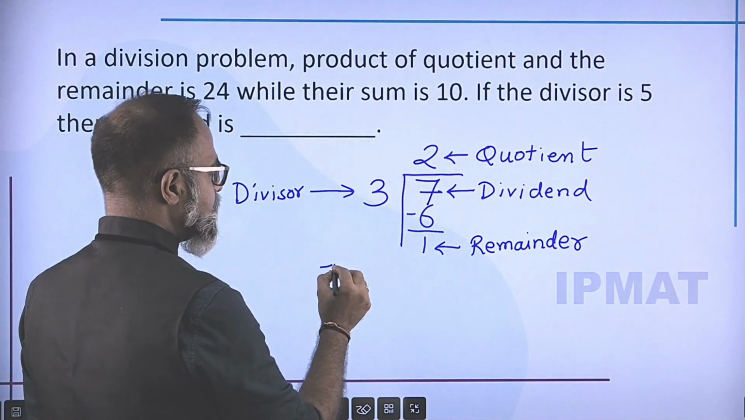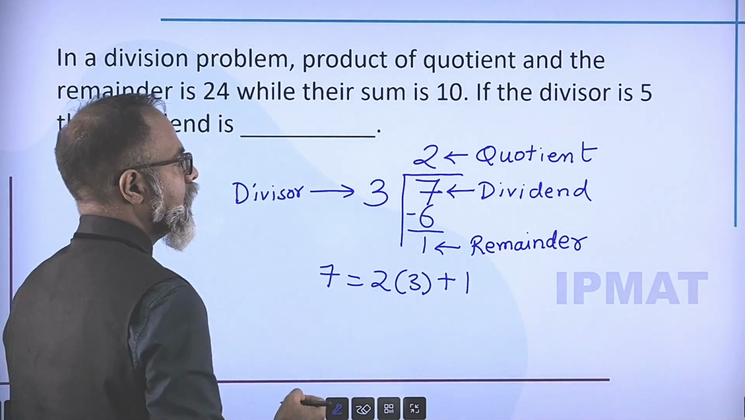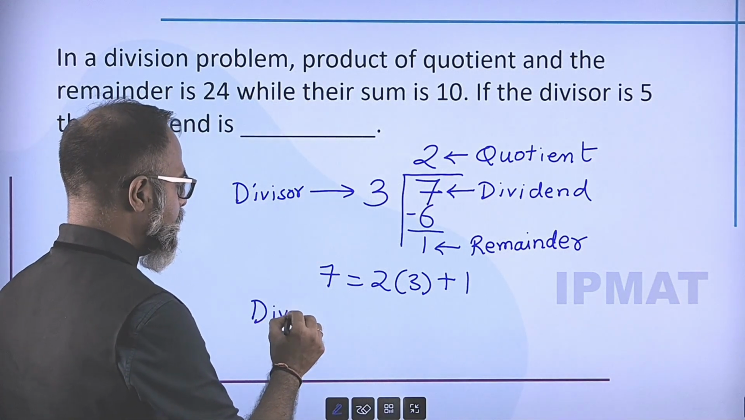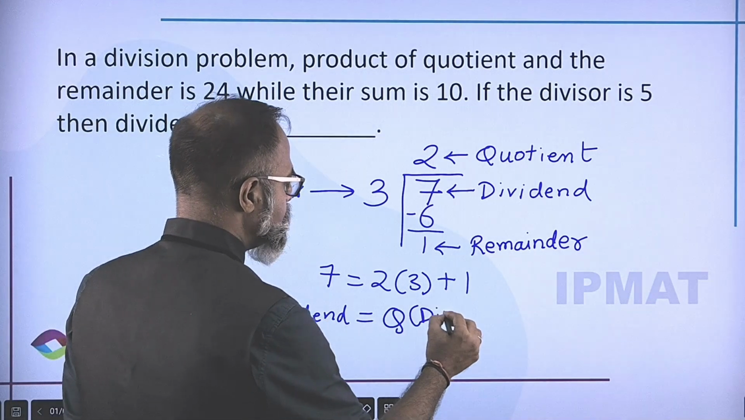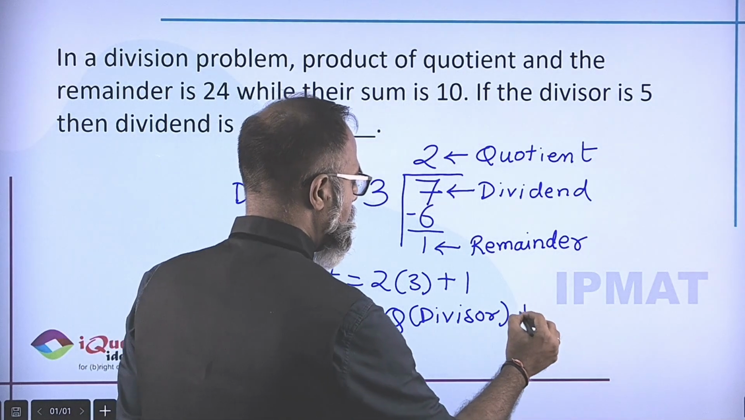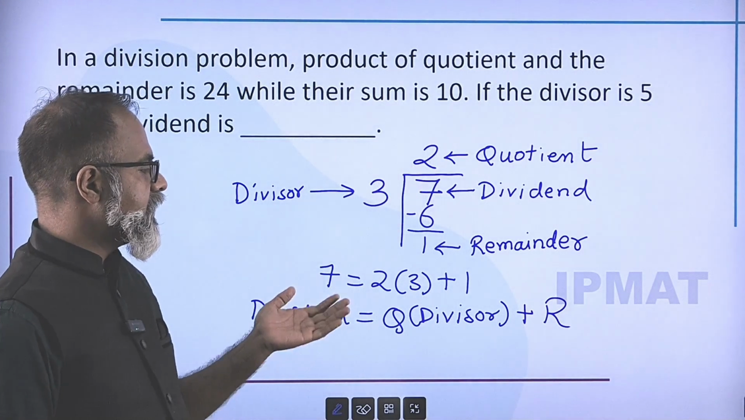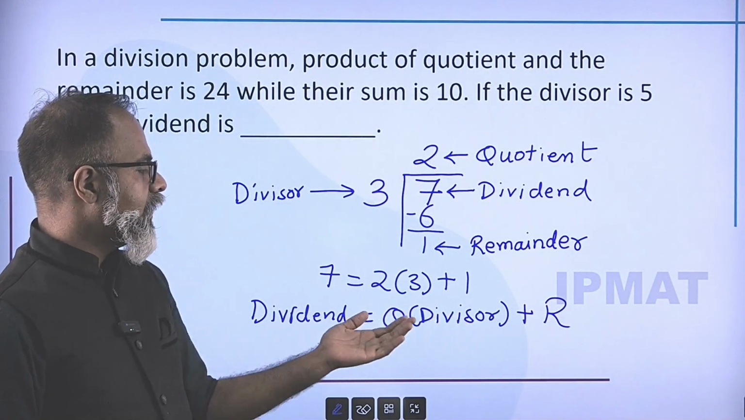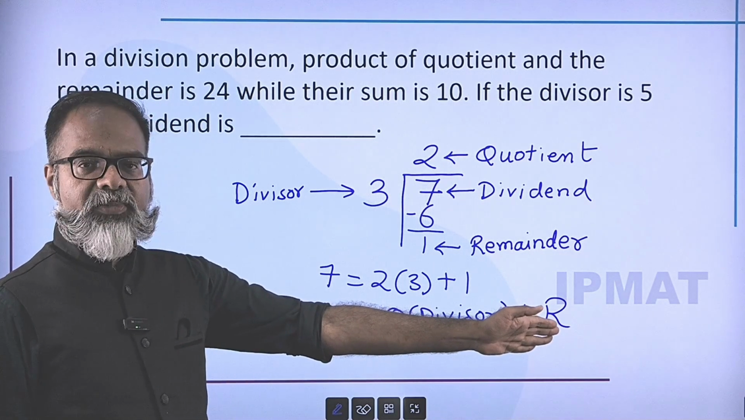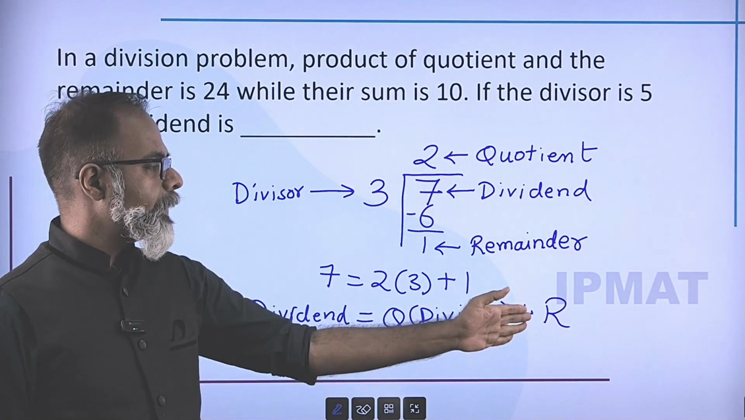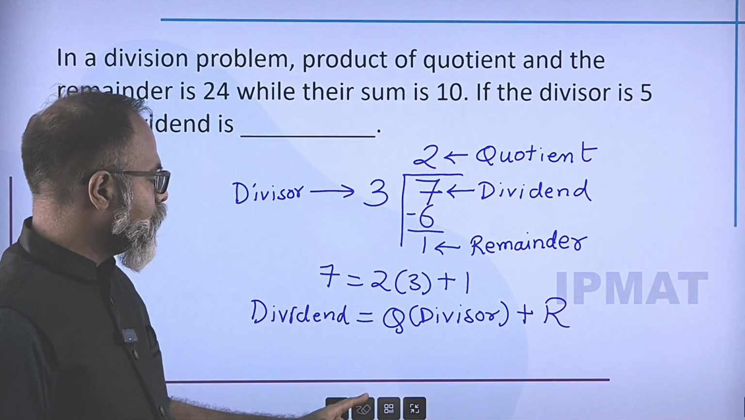So I can write 7 is 2 times 3 plus 1, which means the dividend is nothing but quotient times the divisor plus the remainder, right? So when a dividend is divided by the divisor, then the divisor times the quotient plus what is not divisible, the remainder, gives you the original number, which is the dividend. So let's apply this to the question.